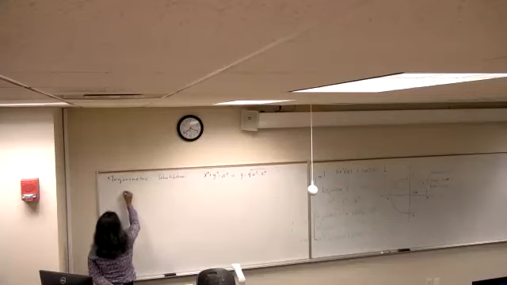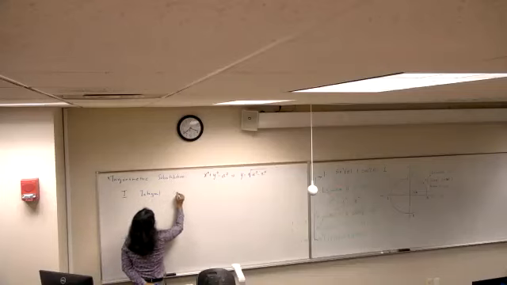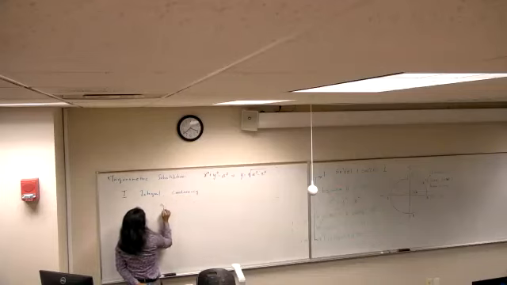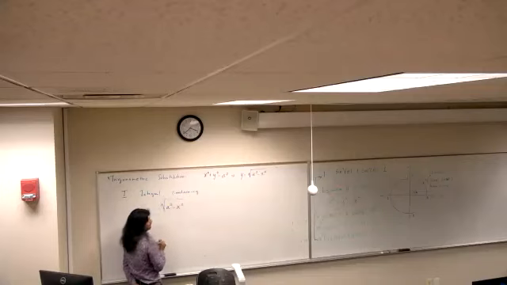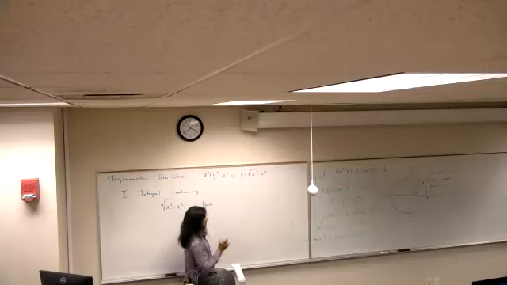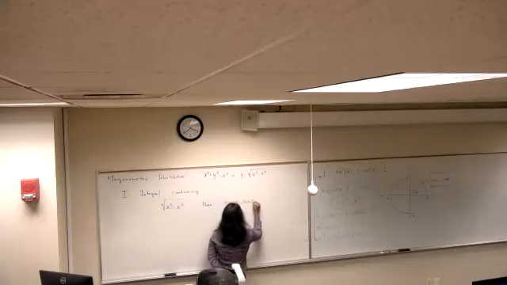So, type 1. If you have an integral of the form or containing square root of a squared minus x squared, then a substitution that you can use would be A cosine theta.